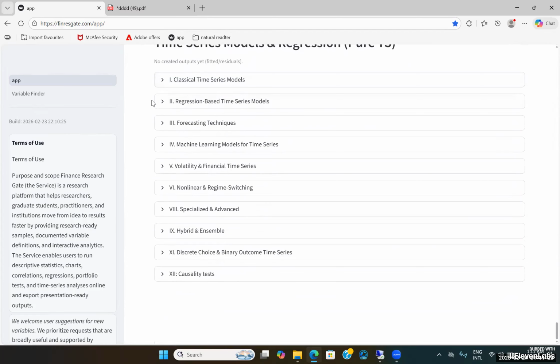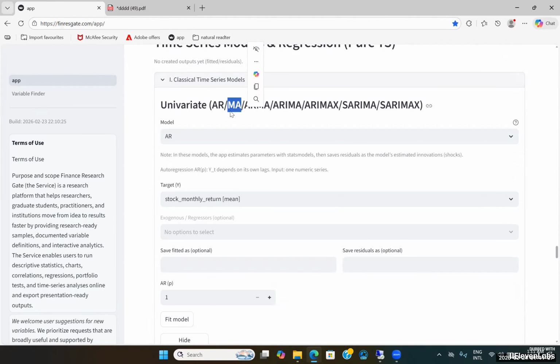Okay, so to successfully run the MA model, our next step is to access the classical time series model box. Within this section, one of the specific tools available for our use is the MA model. Therefore, we will proceed to select MA from the list of choices.